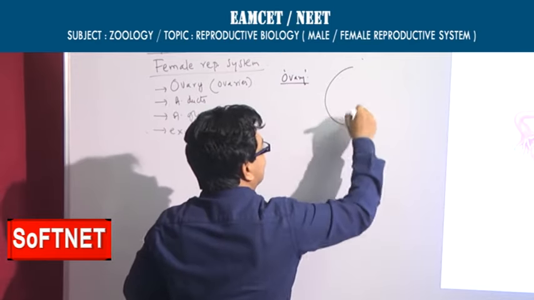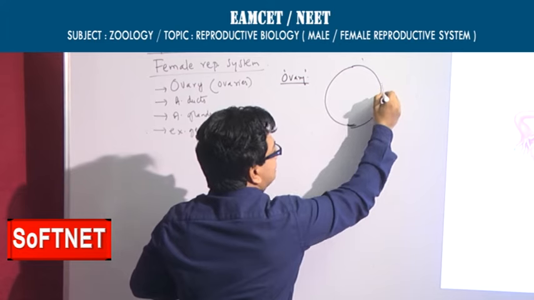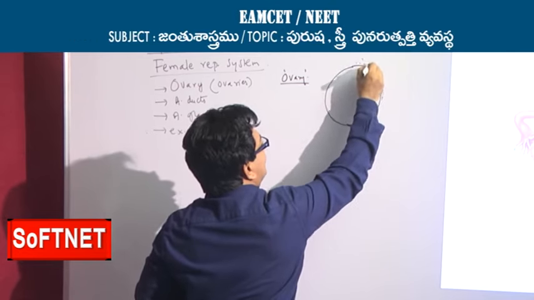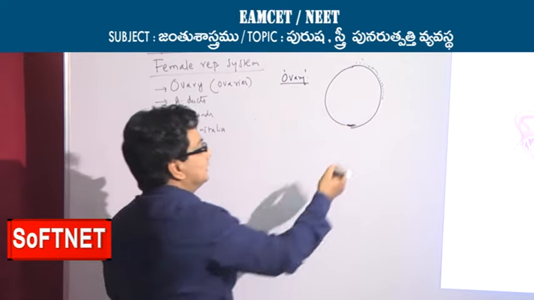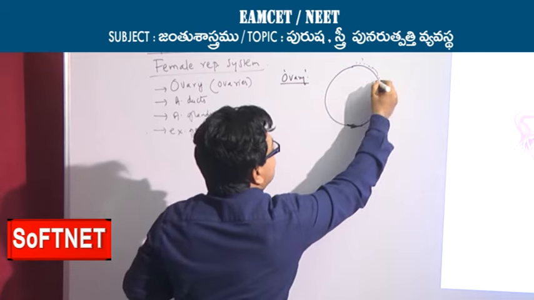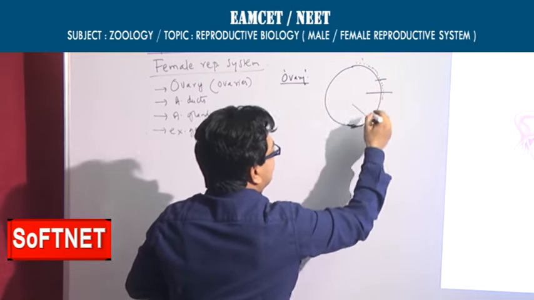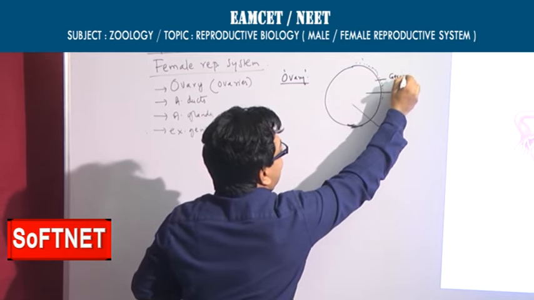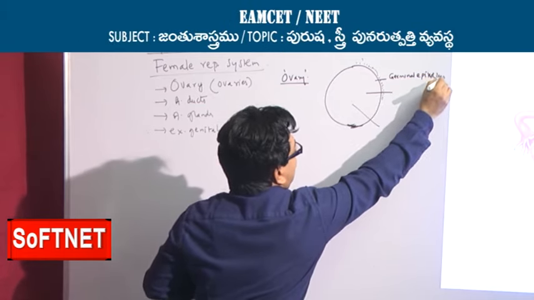Let's study that part. Sometimes this outer covering is called the mesovarium in some animal areas. So this one is the ovary, right? This is the area which I am dividing the ovary. It can be like this. This is the area at the periphery, which is called the germinal epithelium.